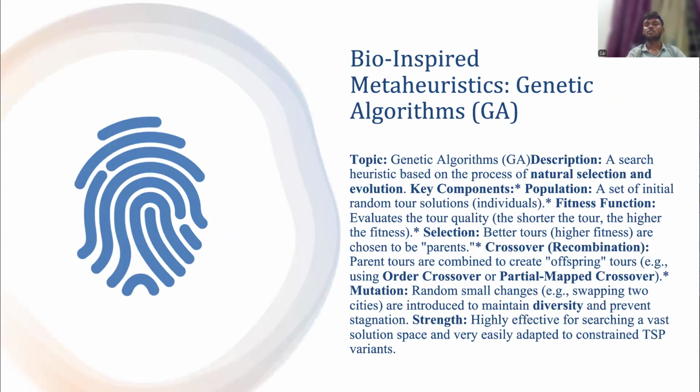Bio-inspired metaheuristic: genetic algorithm, simply called GA. Description: a search heuristic based on the process of natural selection and evolution. Key components: population, a set of initial random tours. Fitness function evaluates the tour quality; the shorter the tour, the higher the fitness. Selection: better tours, with high fitness, are chosen to be parents.